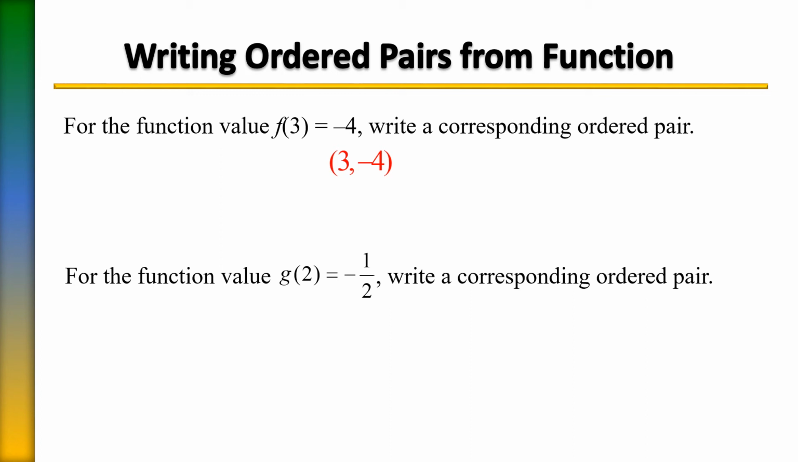Let's look at the second example. g of 2 equals -1/2. So what is your ordered pair? If you said (2, -1/2), then that is correct.